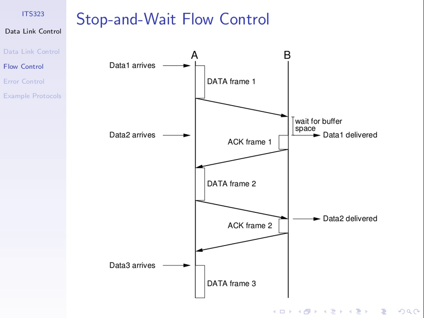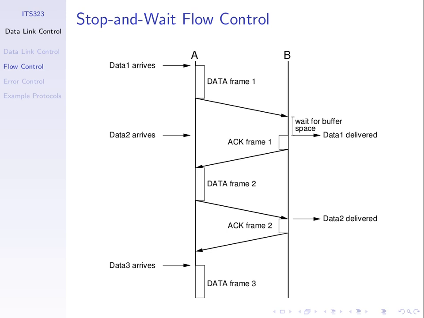And that's data frame 2 is transmitted, takes some time to transmit, to propagate to B. In this example, I say that B receives the data and immediately processes it and immediately sends back an ACK saying, I'm ready for the next one. So it sends back an ACK.